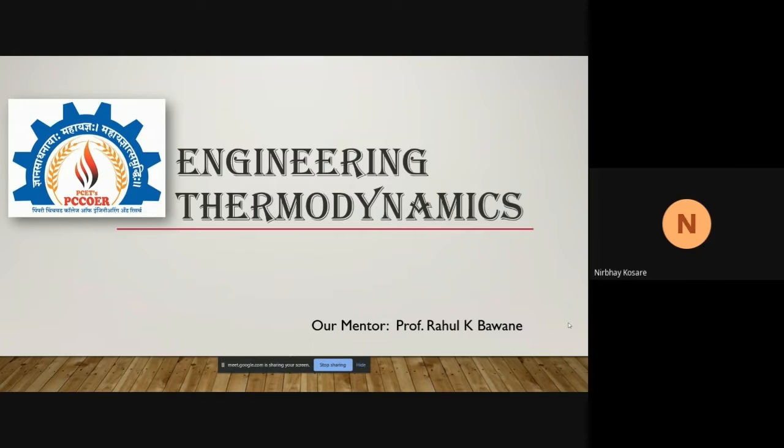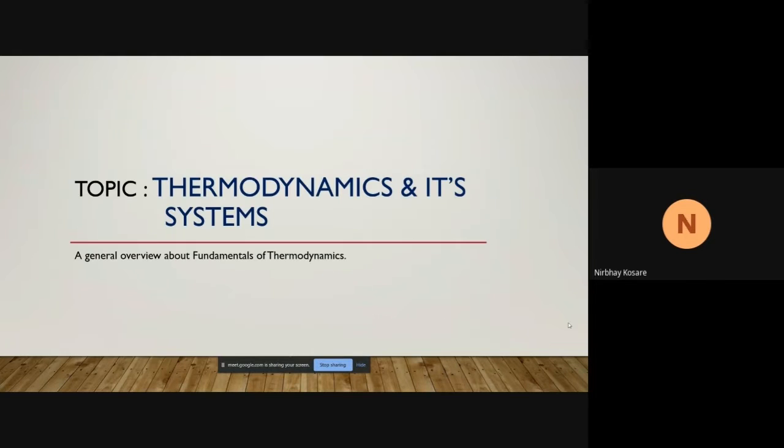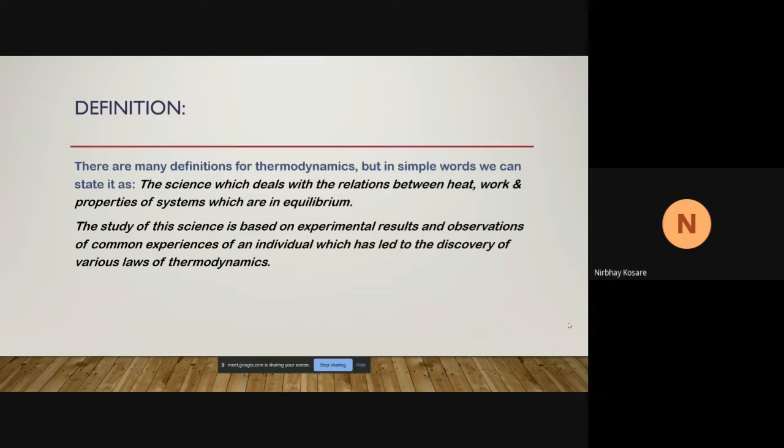Let me introduce you to what is thermodynamics. There are many definitions of thermodynamics, but in simple words, we can state it as the science which deals with the relation between heat, work, and equilibrium.